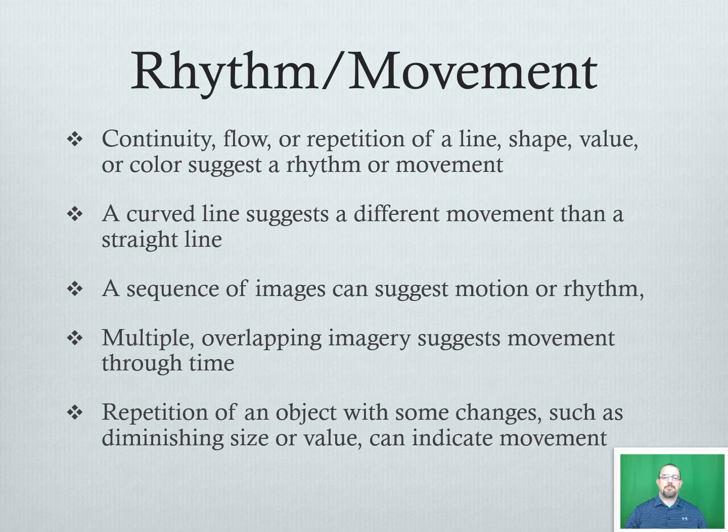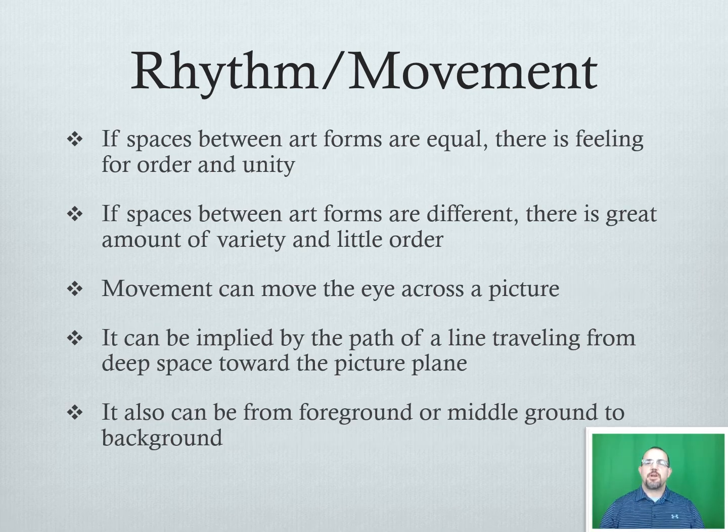Multiple overlapping imagery suggests movement through time. Repetition of an object with some changes, such as diminishing size or value, can indicate movement. If spaces between art forms are equal, there is a feeling for order and unity. If spaces between art forms are different, there is a great amount of variety and little order.